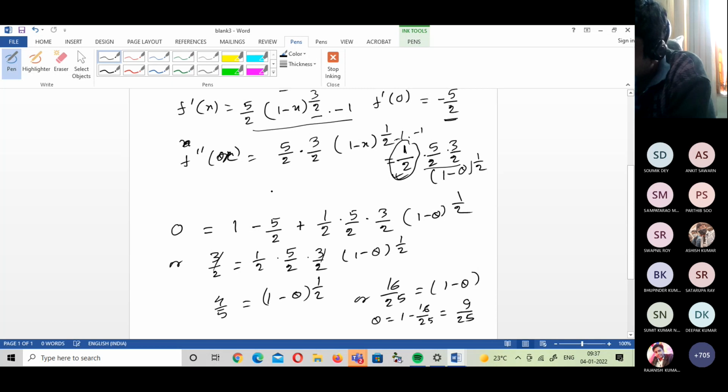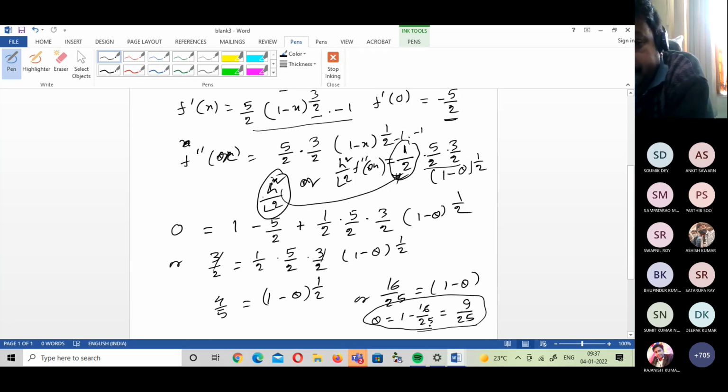It is h square by 2 factorial, so 1 by 2 factorial, h square by 2 factorial. f double dash theta, yes, that you have to write. Okay, sir, that I have included. Now theta equals 9 by 25.